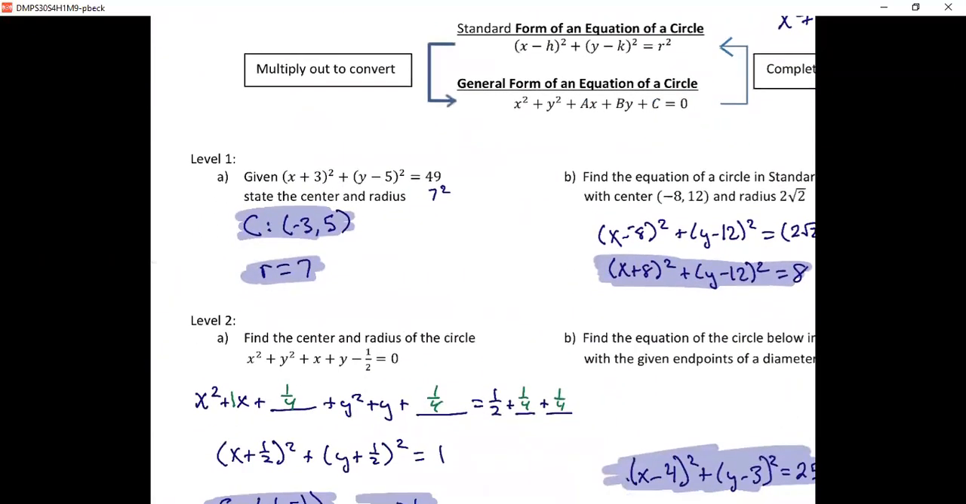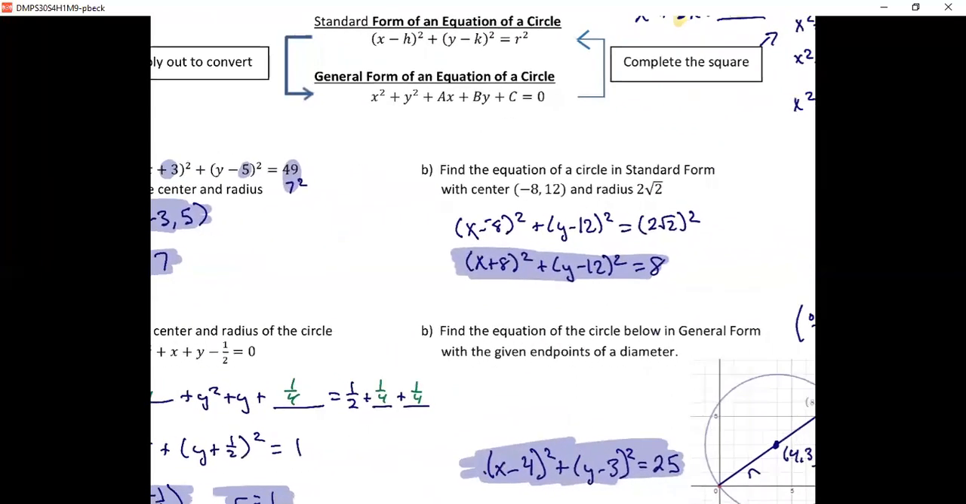So now level 1 problem, given that equation, and this equation in standard form allows us to find the center and the radius very, very efficiently. So the center is -3, 5, and then the radius would be, what's the square root of 49, which is 7. Second question, find the equation of the circle in standard form with that center. Well, standard form, x minus h squared plus y minus k squared equals r squared. And that information, again, comes from up here.